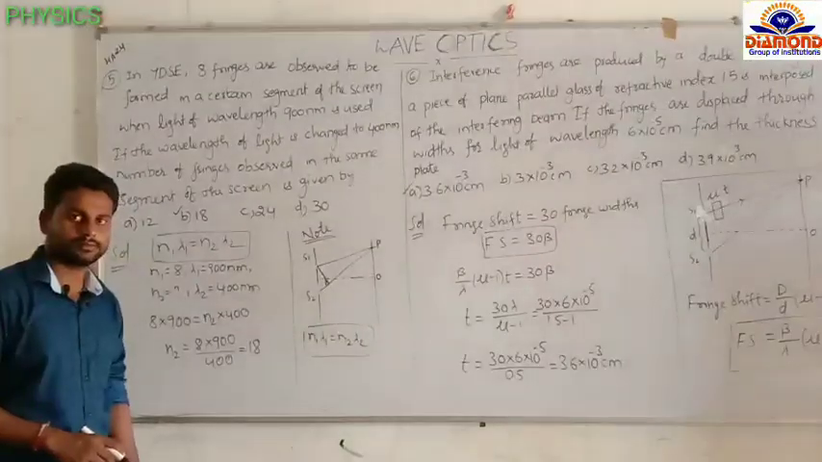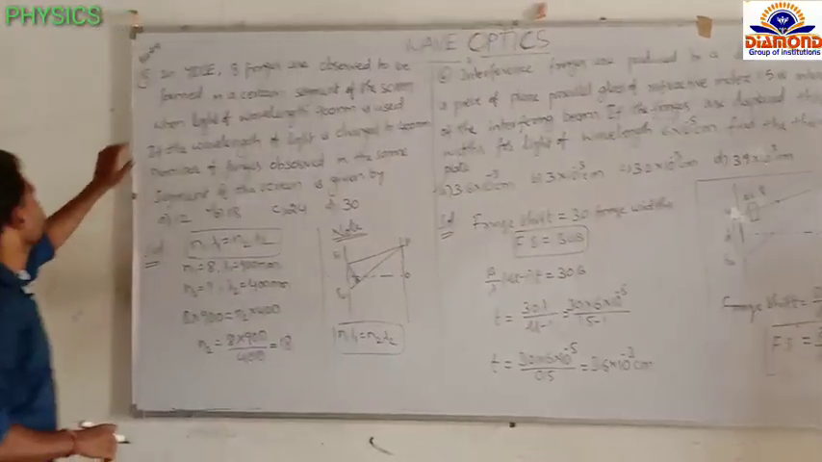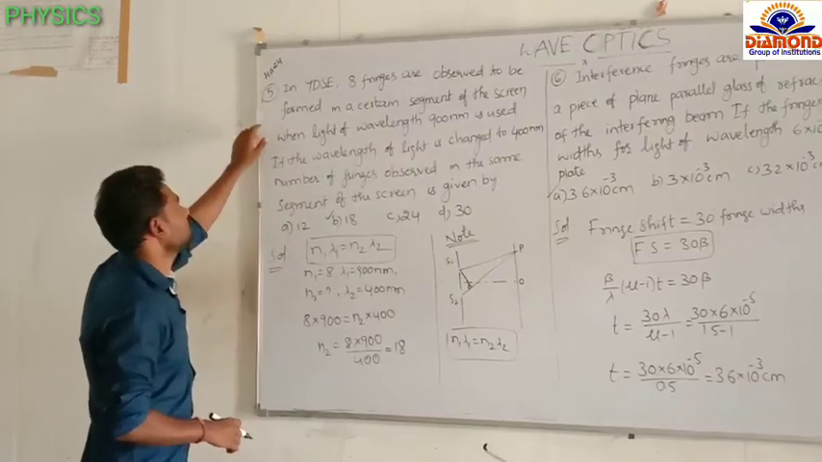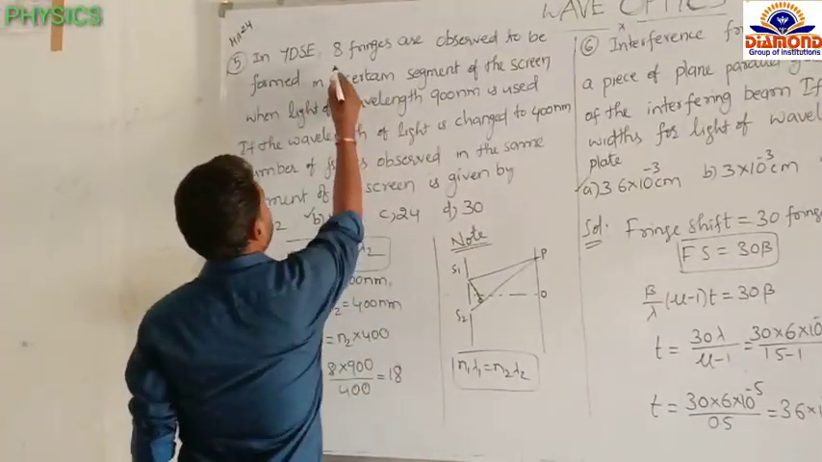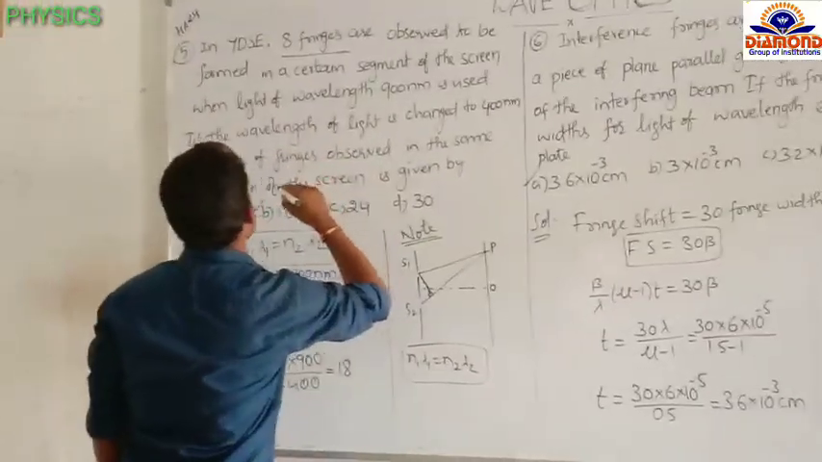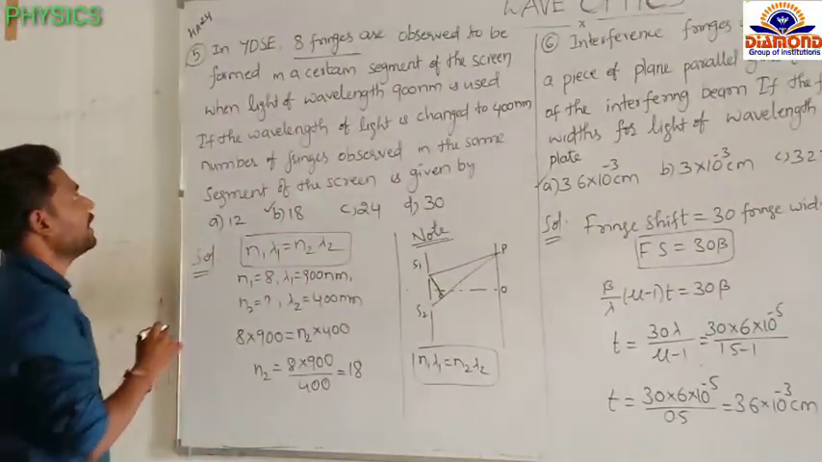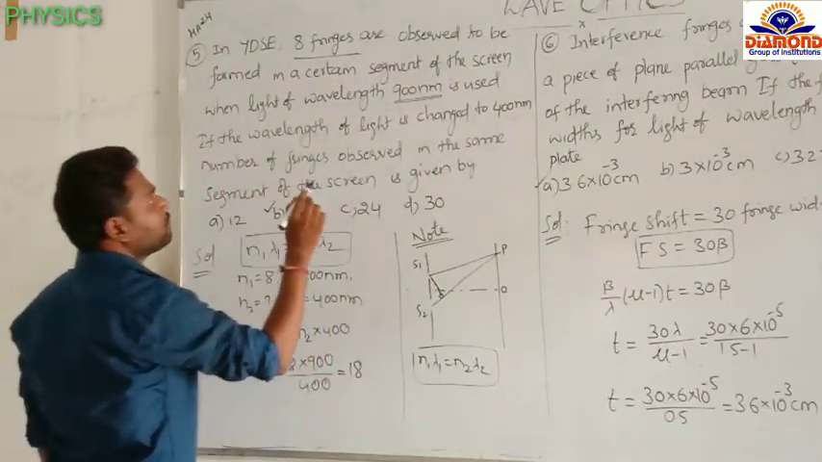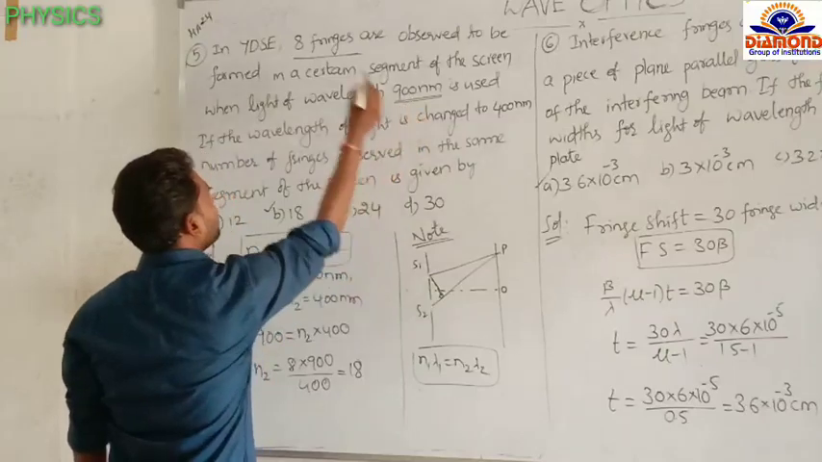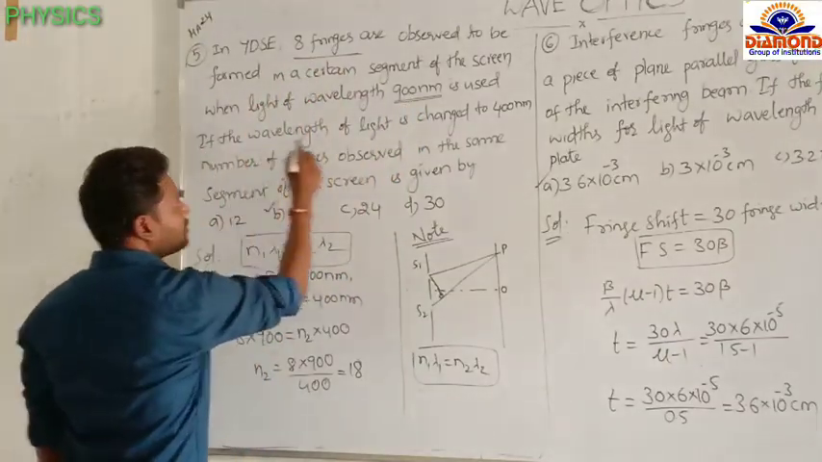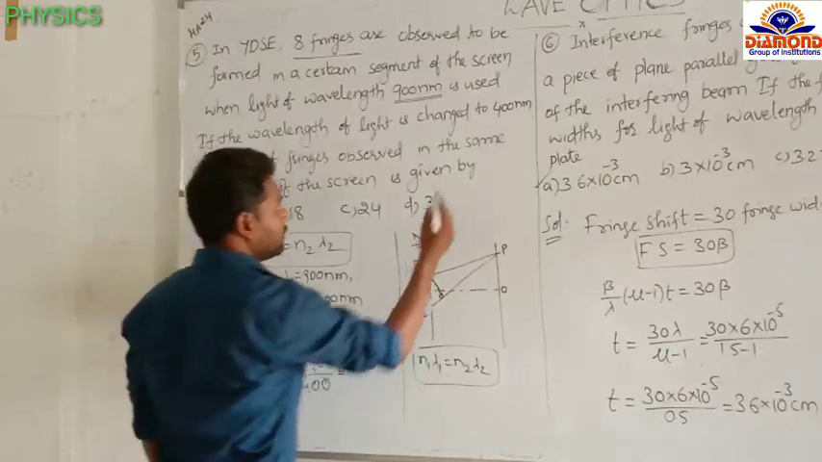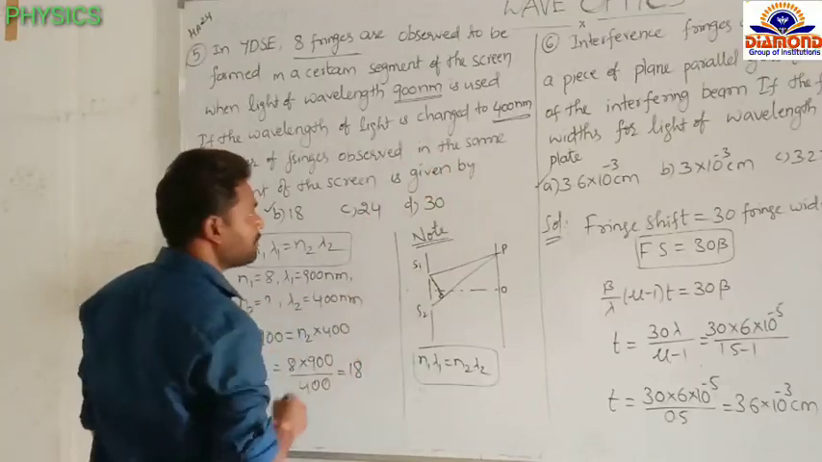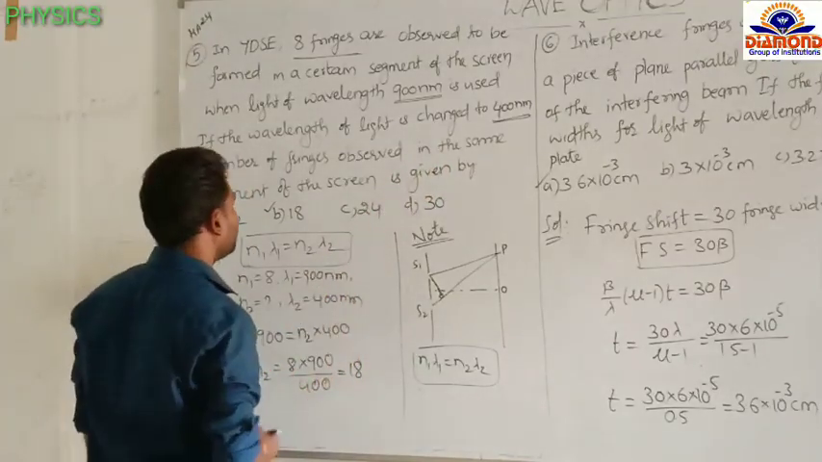Okay. Next question is the fifth question, and this is the 24th question in your material home assignment. The question is: in YDSE, 8 fringes are observed to be formed in a certain segment of the screen when light of wavelength 900 nanometers is used. If the wavelength of the light is changed to 400 nanometers, the number of fringes that will be observed in the same segment, that we have to find.